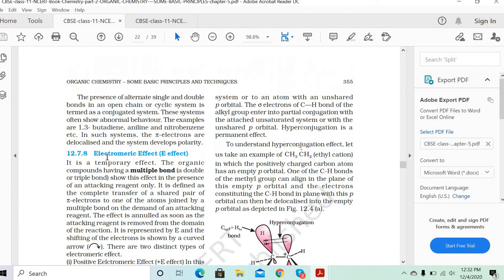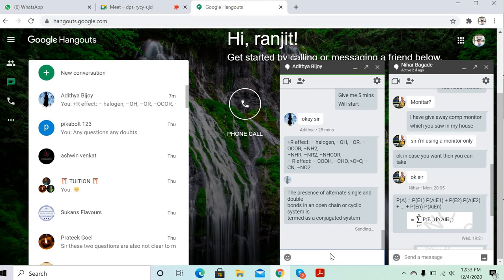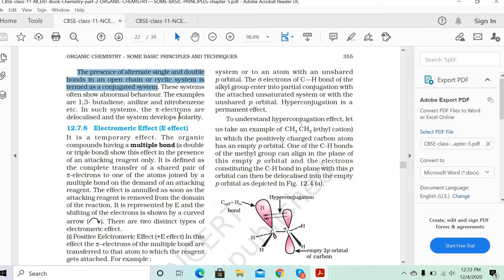Yes, sir. Good. Now what is called a conjugated system? Let's try to understand. The presence of alternate single and double bonds in an open chain or cyclic system is termed as a conjugated system. Got it? Conjugated system means you have alternate single and double bonds in that. Clear?